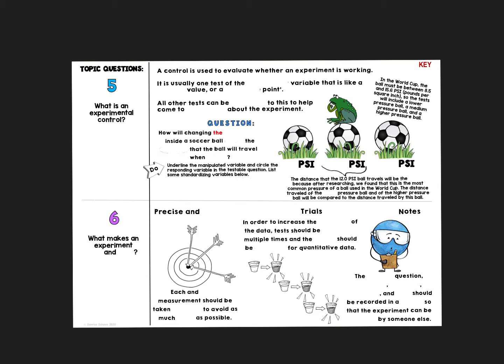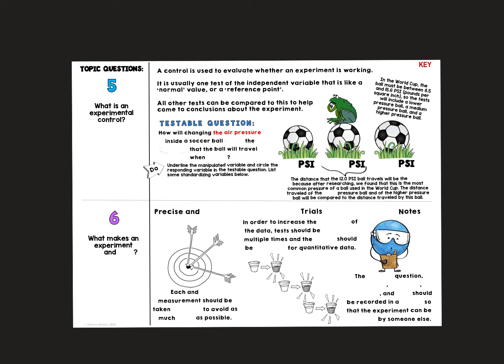It is usually one test of the independent variable, the one that you choose, that is like a normal value or a reference point. All other tests can be compared to this one to help come to conclusions about the experiment. For example, let's look at this testable question.